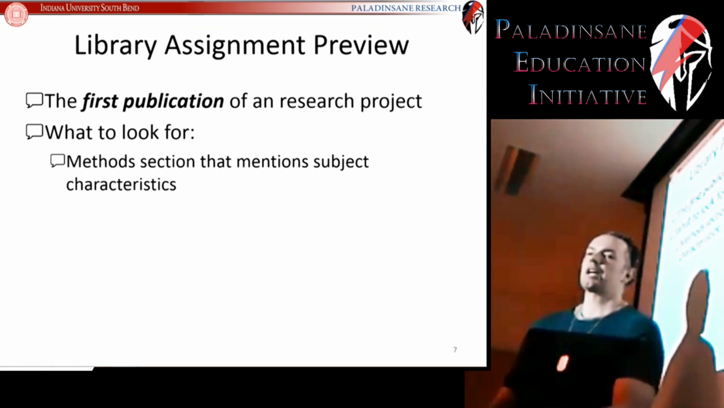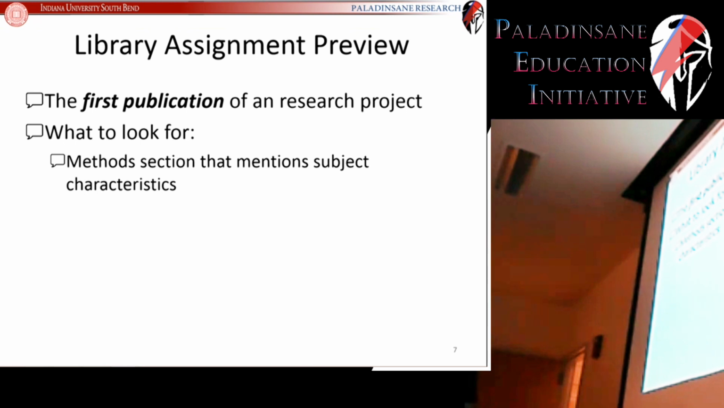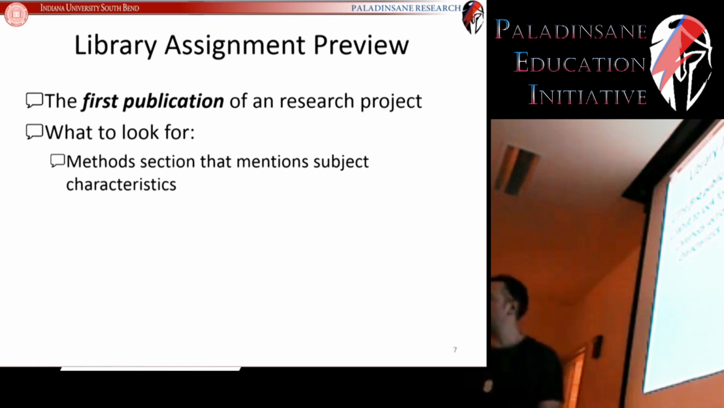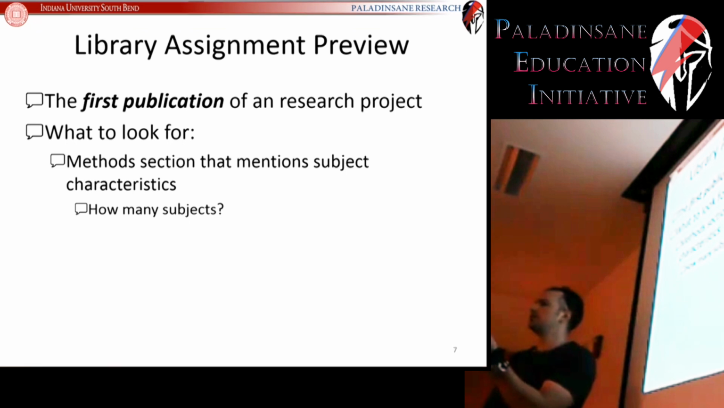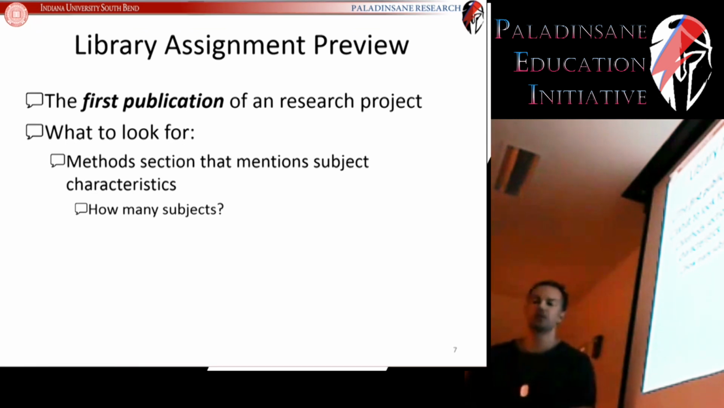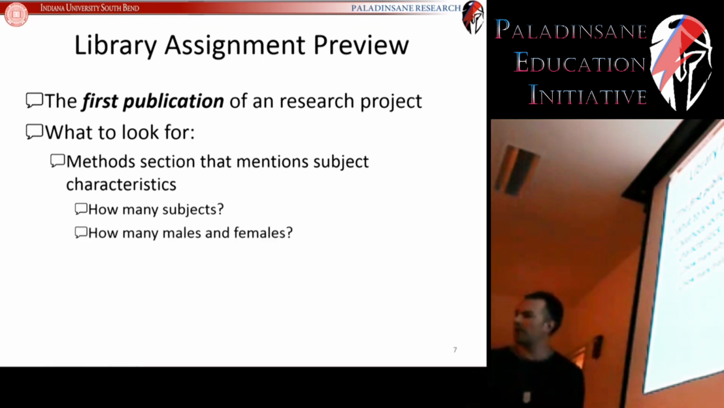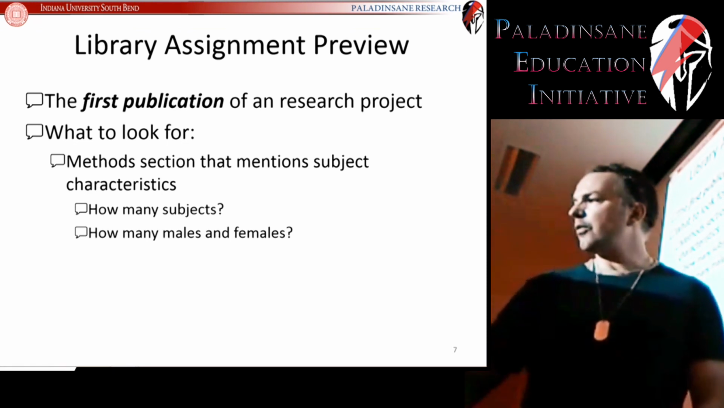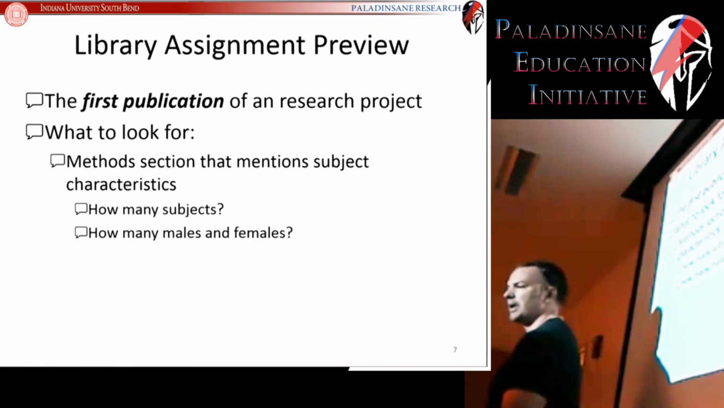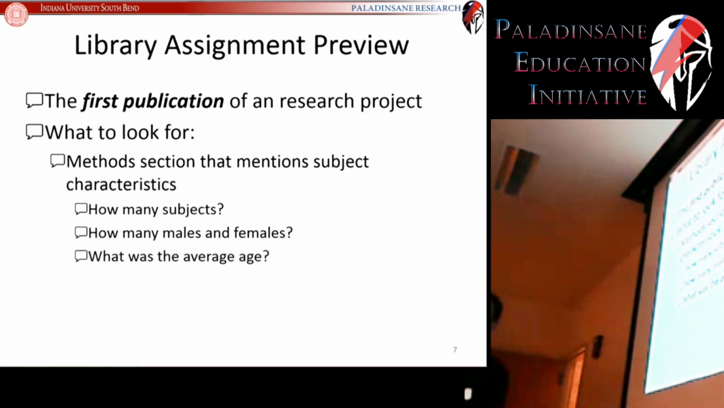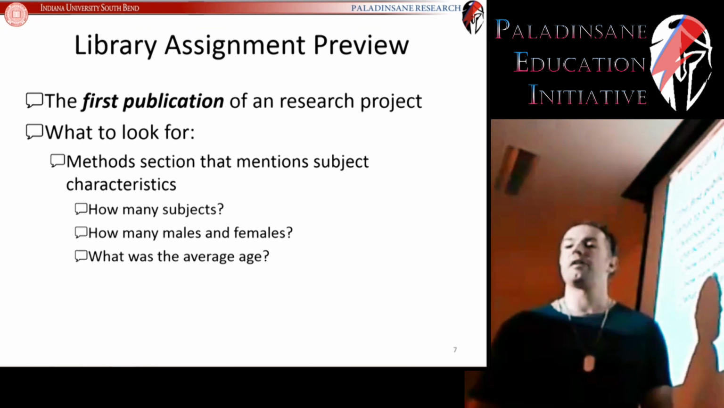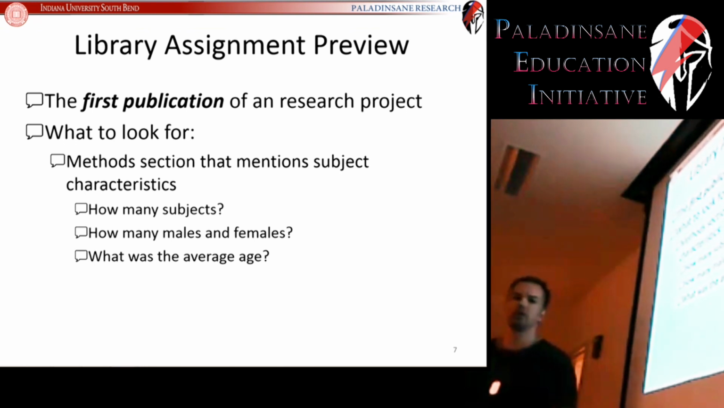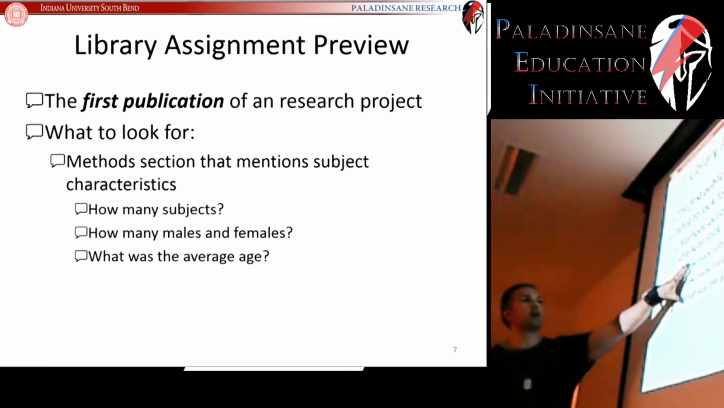Primary research will have a methods section. If you find a methods section, then you also have to check: does it say something about the subject characteristics? Does it mention how many subjects? We ran 62 subjects. We tested 142 subjects. Does it mention the number? Does it mention how many male and female subjects? 42 males and 87 females participated in this experiment. Does it mention what their average ages were? The average age of 26 and a half, average age of 7.2 years old. That's what you're looking for.